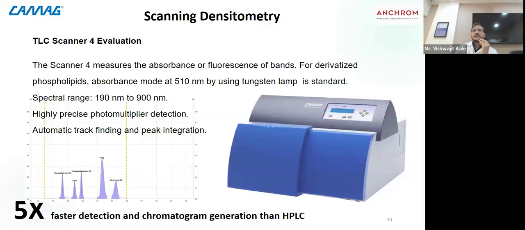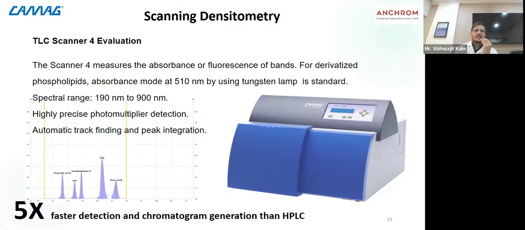So up till now, we have seen different steps like sample application, chromatographic development, then derivatization. And after derivatization, we can scan the plate with a scanning densitometer. The scanning densitometer provides a spectral range of 190 to 900 nanometers for exact and selective quantification of phospholipids. Generation of 510 nanometer wavelength with a tungsten lamp is very important, so that we can scan with the densitometer and generate chromatograms. Here I have given you an example of separation of different polar phospholipids in the form of a chromatogram on your screen.